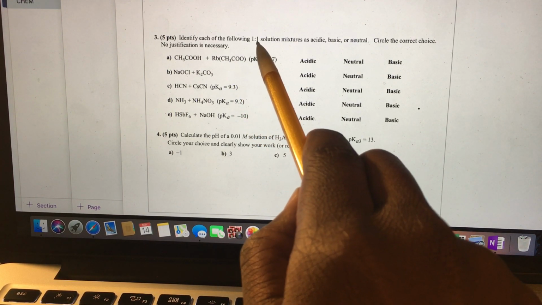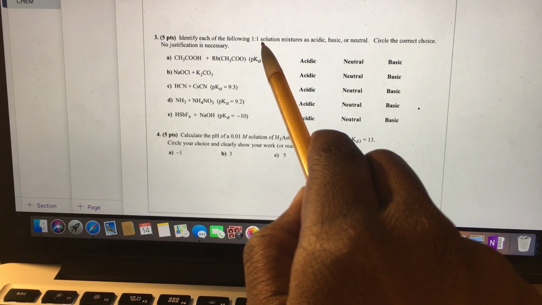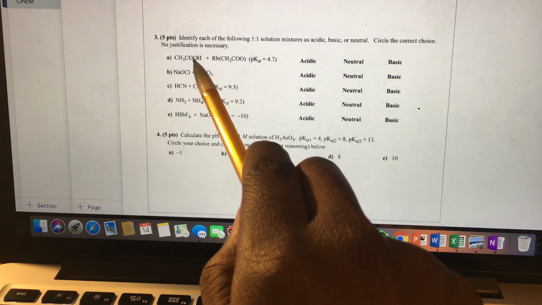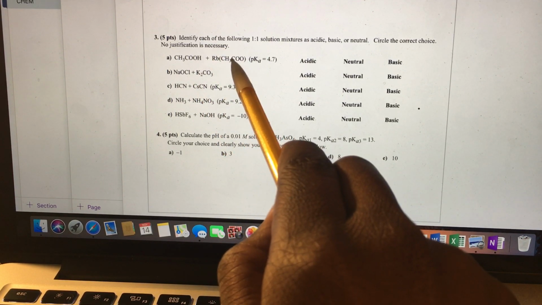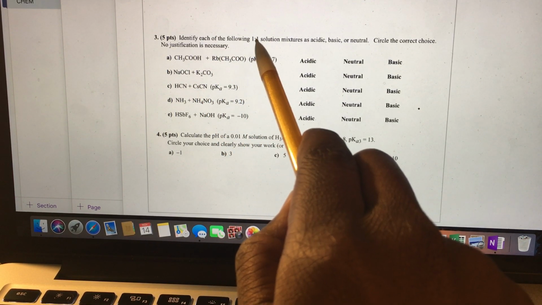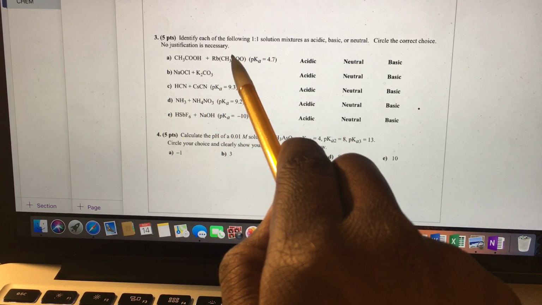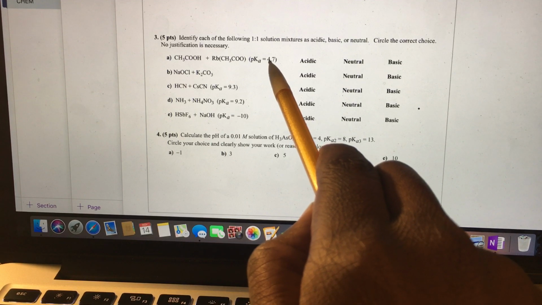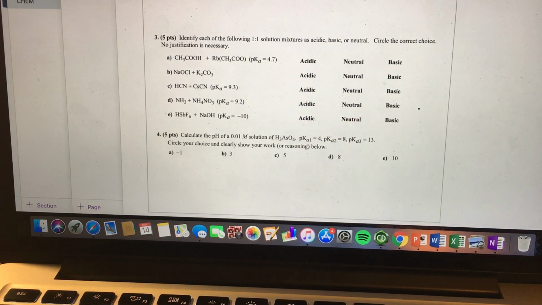So because the question tells us we have a one-to-one solution, that means we have a buffer in this case because we have a weak acid and its conjugate base. So when we have a one-to-one buffer of a weak acid and its conjugate base, the pKa equals the pH. So the pH is 4.7. So this is going to be an acidic solution.